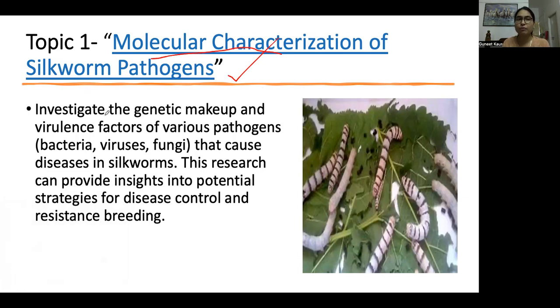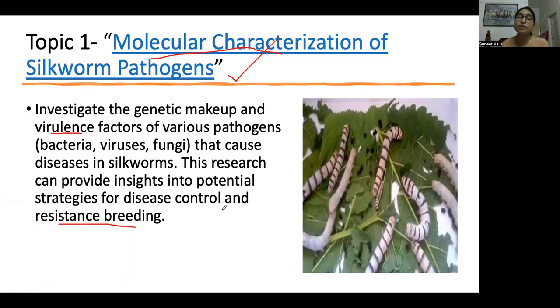And how do you have to work on it? Investigate the genetic makeup and virulence factors. Virulence factors means how they cause disease, what is the effect of those pathogens. Okay, so virulence factors of various pathogens like bacteria, viruses and fungi that cause diseases in silkworm. This research can provide insights into potential strategies for disease control and resistance breeding.